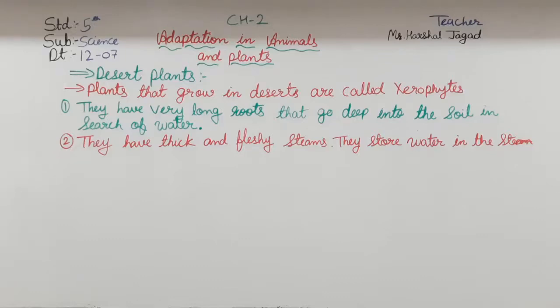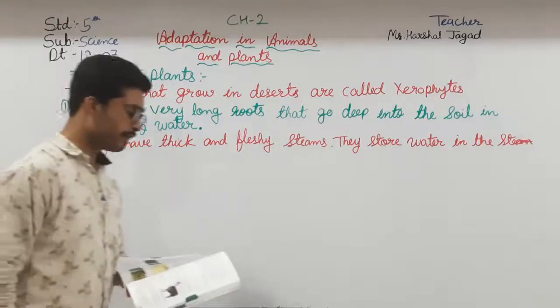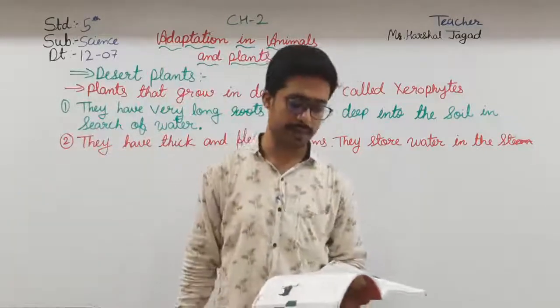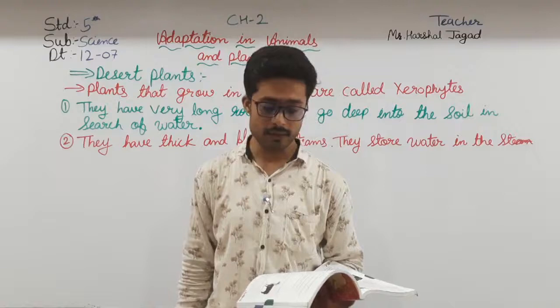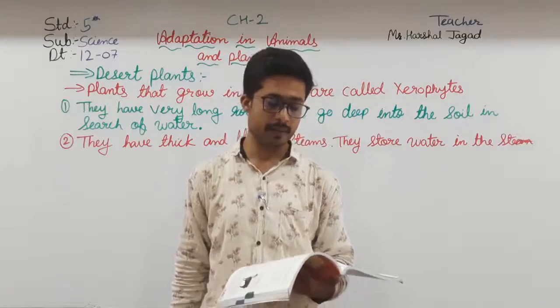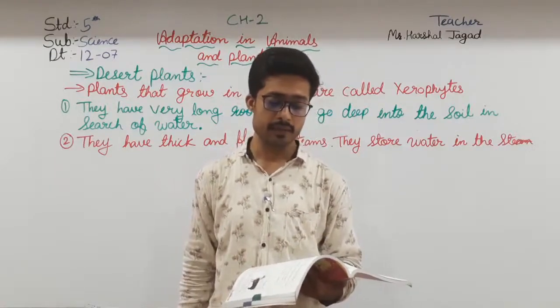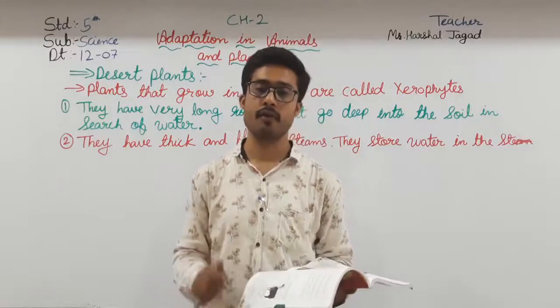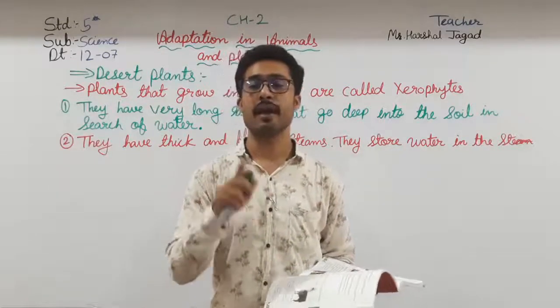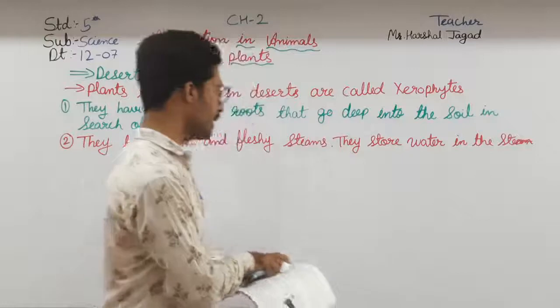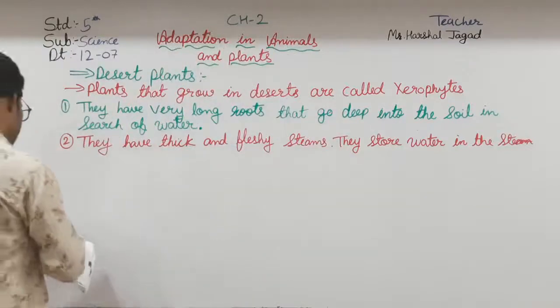Third one, that is, instead of leaves with large surface area from which they can lose moisture, desert plants have thorns. This reduces losses of water. So they don't have leaves. Here, desert plants don't have leaves.